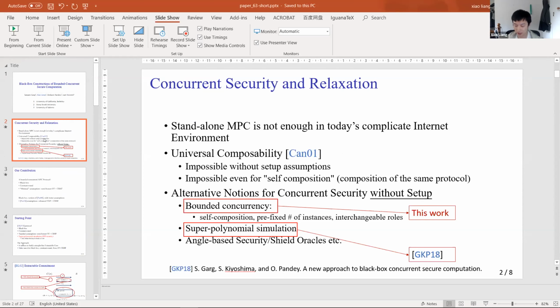We are targeting the active malicious security setting, and it's static. You can prefix the number of parties you want to corrupt. We don't achieve the adaptive corruption notion. And what's the other question you have? Honest majority. No, you can corrupt more than the majority of the parties.